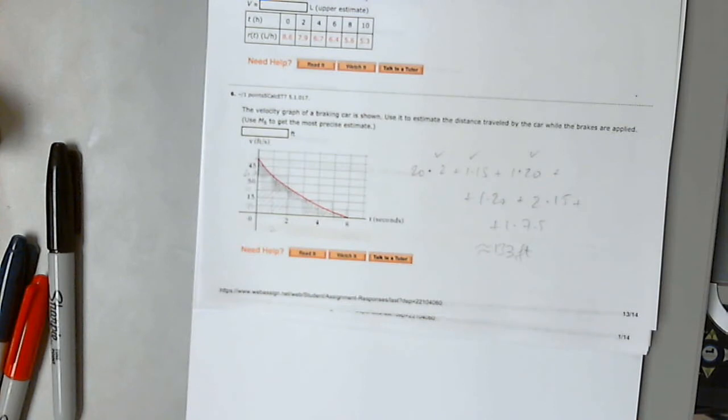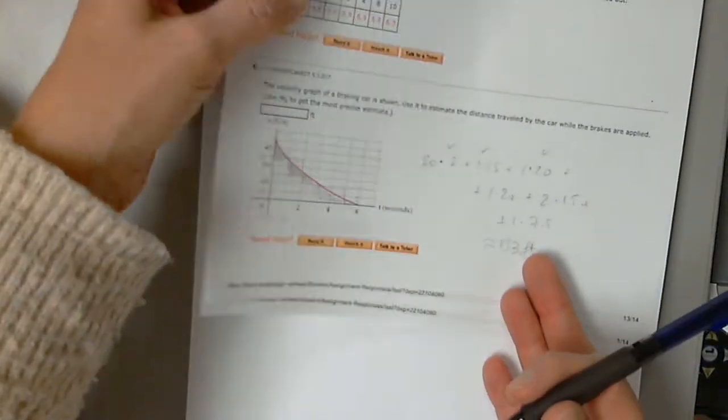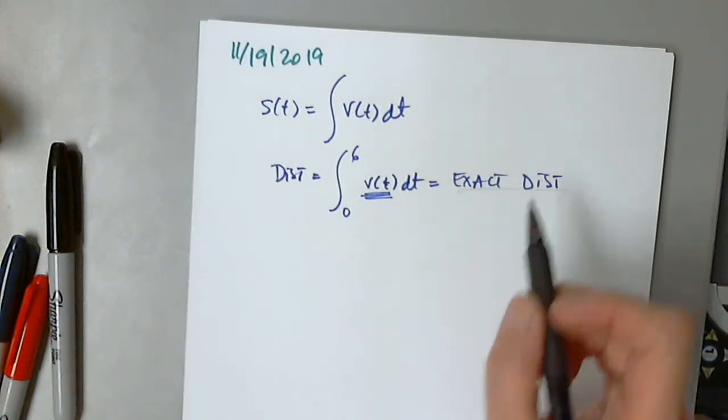Because when we integrate the velocity, we get this area, which represents the distance. If we had the velocity function, we would have integrated and we would have gotten the exact distance.